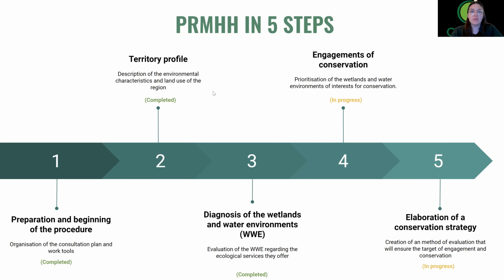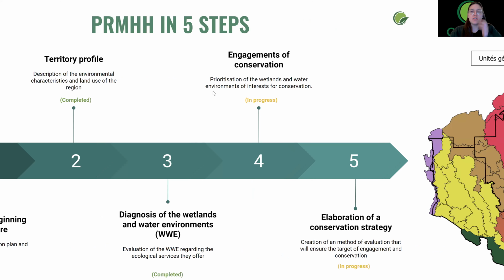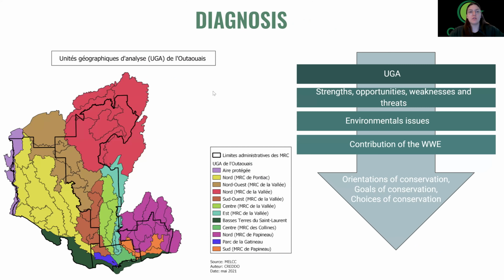Now for the diagnosis. First, let's start from the beginning. So everything starts with the UGA, which are the geographical unities of analysis. As you can see on the map on the left, there's about 12 or 13 of them. And each of those UGA has a different reality regarding the environmental and socio-economical aspects of the territory. And for each of those UGA, we had to evaluate the strengths, the opportunities, the weaknesses, and the threats.